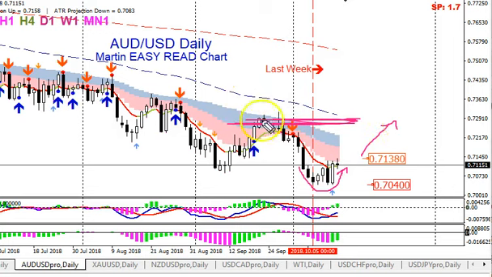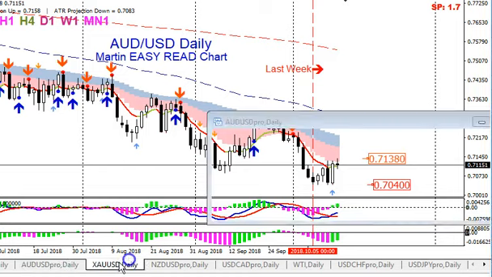So again, this would be my target if price goes higher. Okay, well, actually my first target would be here, second target would be there, third target would be there if price goes higher. Okay, and I believe it probably will. Okay, so let's take that off and let's get to the next chart, gold.